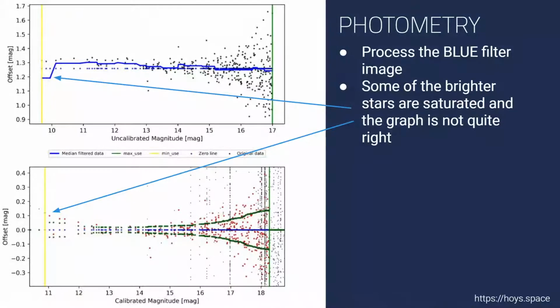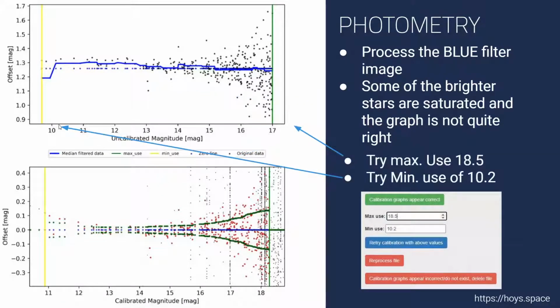Let's do the blue filter now, and if we look at the photometric calibration for that, on the top graph the left hand side is slightly different now, and that is probably caused by saturation of some of the brightest stars. And we can see on the bottom graph it also looks slightly different. So we need to try and remove these stars from the calculation. So in this case, if we set the minimum use to 10.2, that should remove those stars there. And we'll try 18.5 again for the right hand side to try and use some of these black dots to the right of the green line.